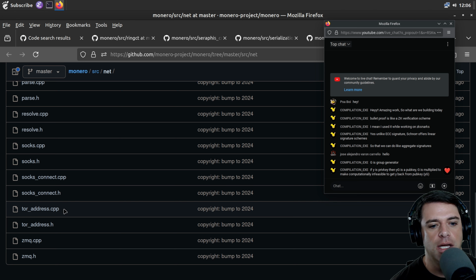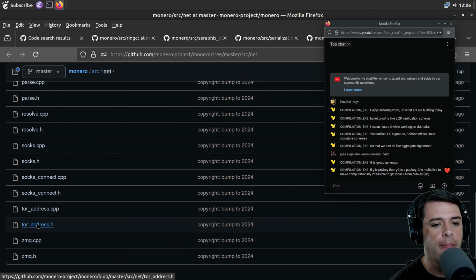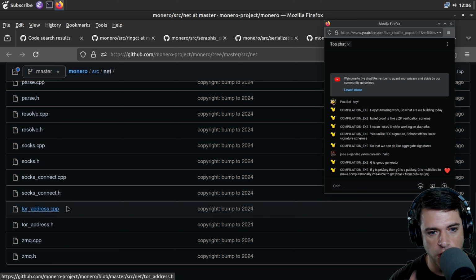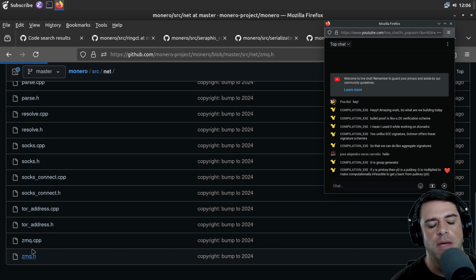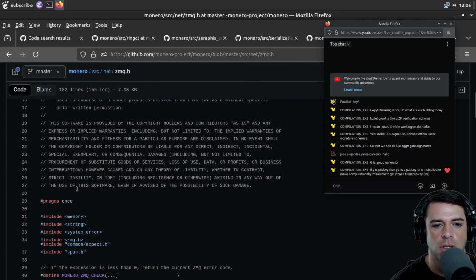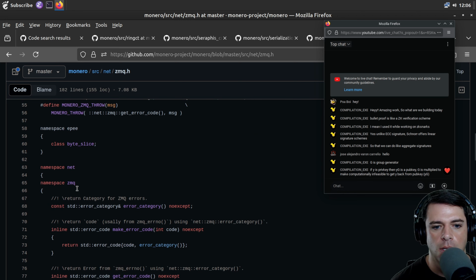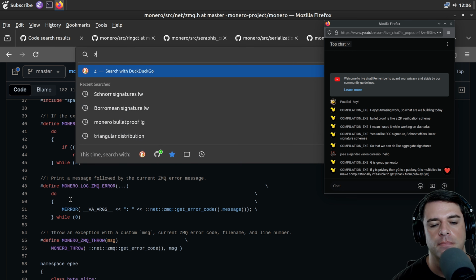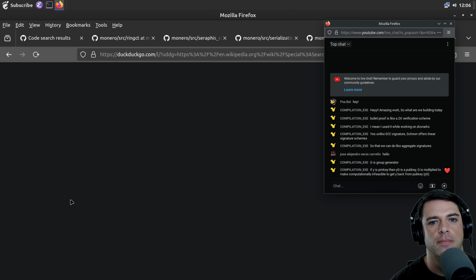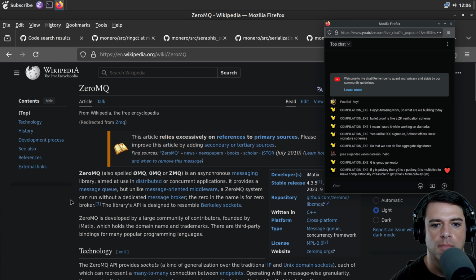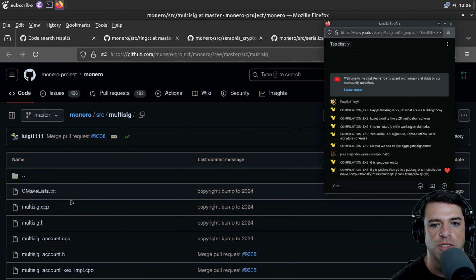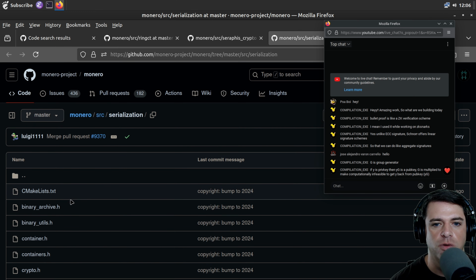Here's net. So we've got Tor. So maybe this is just like built-in support for networking over Tor, which is cool. ZMQ, I'm not sure what that is. ZMQ. Zero something. Zero MQ, maybe? Yeah, probably. Asynchronous messaging. Here's multisig. We're going to ignore this.